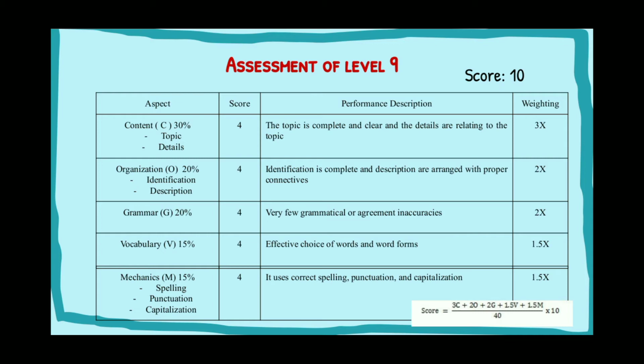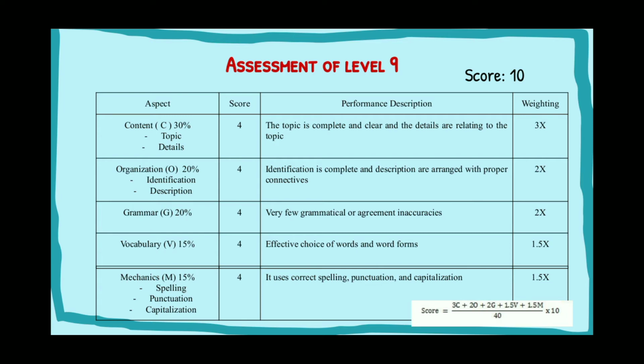And the weighting also 2. And then vocabulary, I give 4 because it uses effective choice of words and word forms. Then for the mechanics, I also give 4 because it uses correct spelling, punctuation, and capitalization. Well, how to calculate it? According to Brown, the score is weighting times the score.